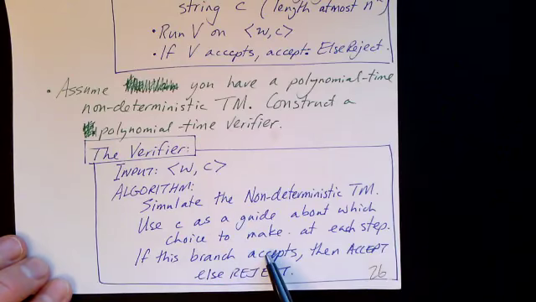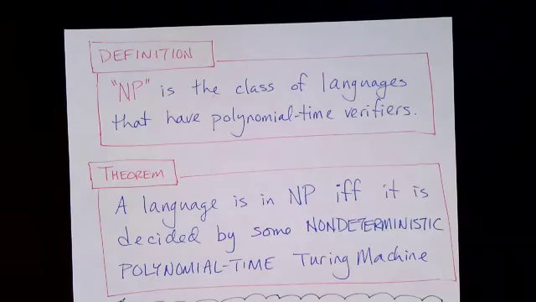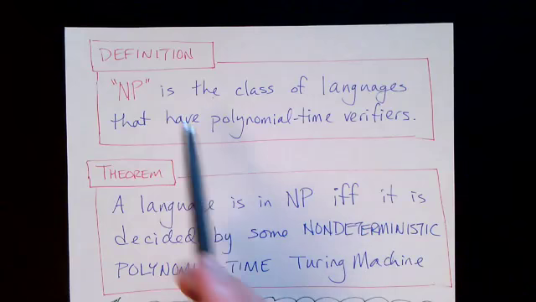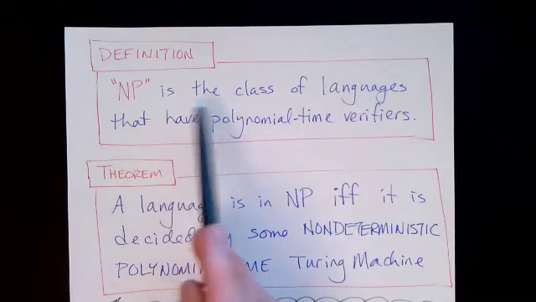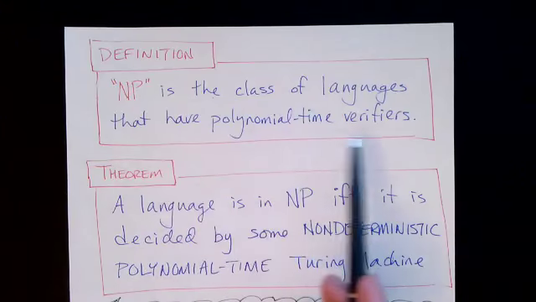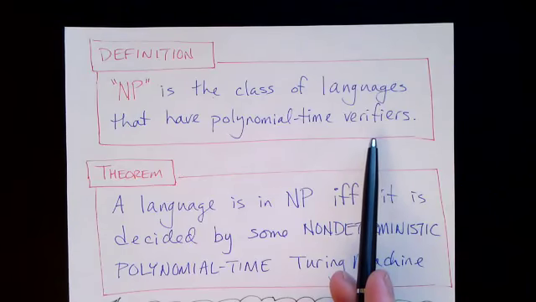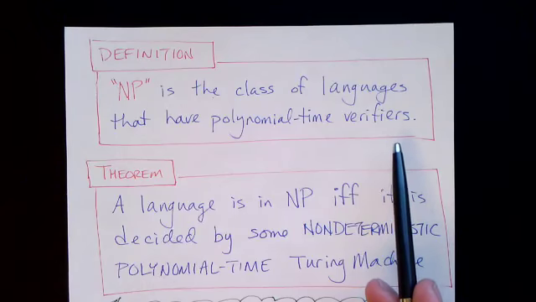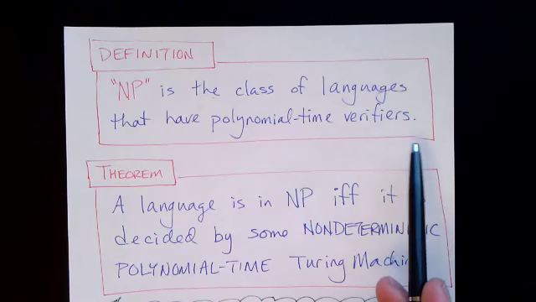And if this branch of the computation accepts, then accept, otherwise reject. So again, just to repeat what we've done, we've shown that either of these two definitions of the class NP is equivalent to the other. The first definition is that NP is the class of languages that have polynomial time verifiers. In other words, given an input and some hint of some sort, such as the solution or how we get there, then we can create an algorithm that in polynomial time will determine whether it's correct or not.